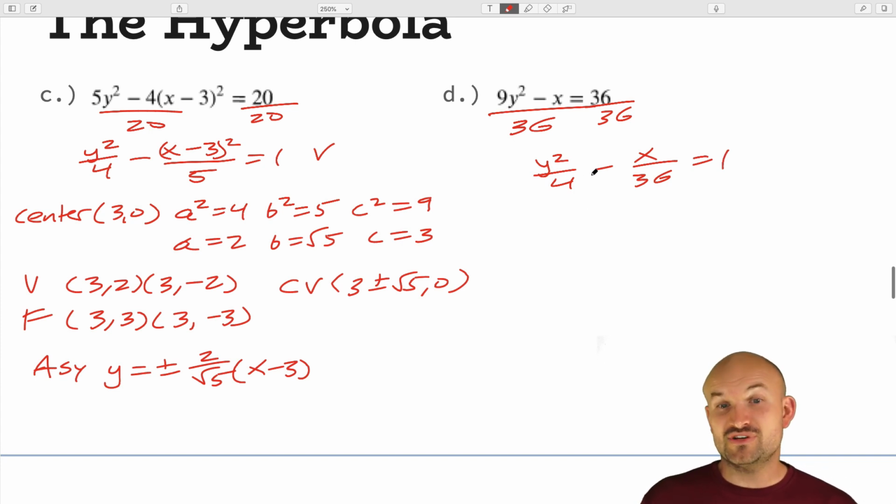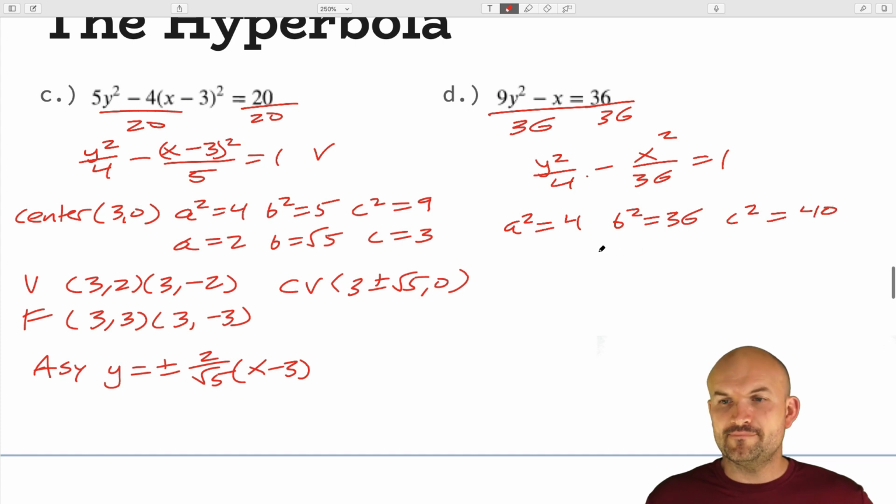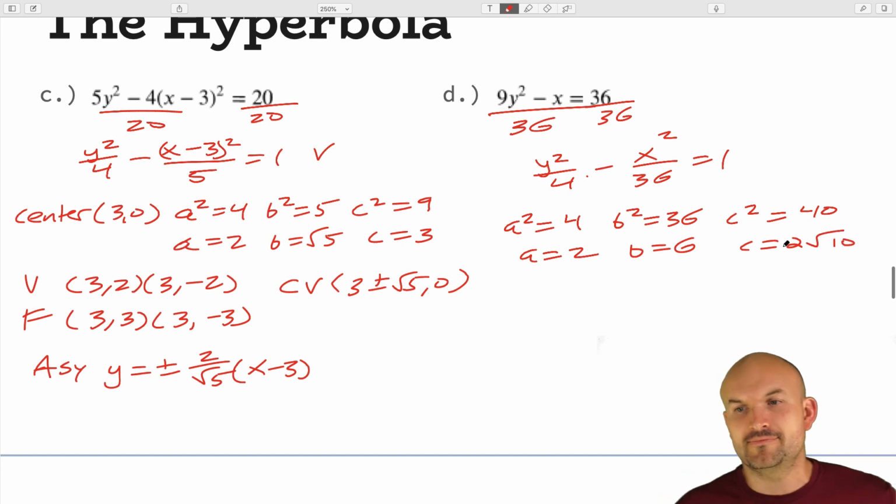All right. So again, we have another vertical one where, so now a squared, that's an x squared, sorry. So a squared is going to equal 4. My b squared is equal to 36. And my c squared is going to equal 40. So a is equal to 2, b is equal to 6, and c is going to be 2 radical 10.